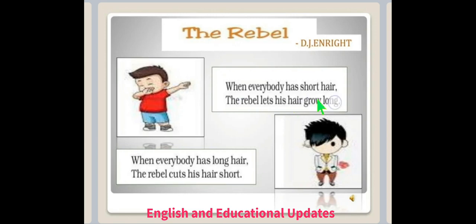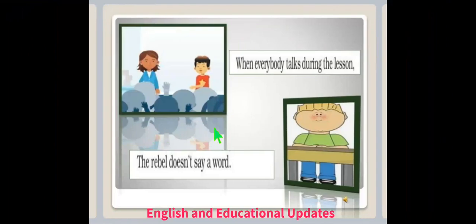So when everybody has short hair, the rebel lets his hair grow long. When everybody has long hair, the rebel cuts his hair short. Look at the images here, long and short, the opposite of the version. Now let's move on to the next lines.